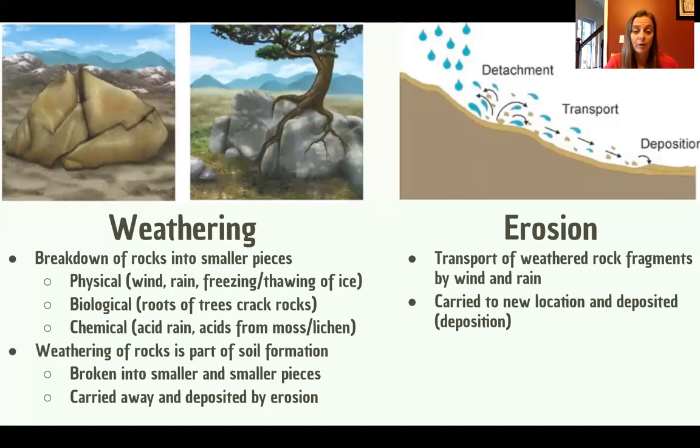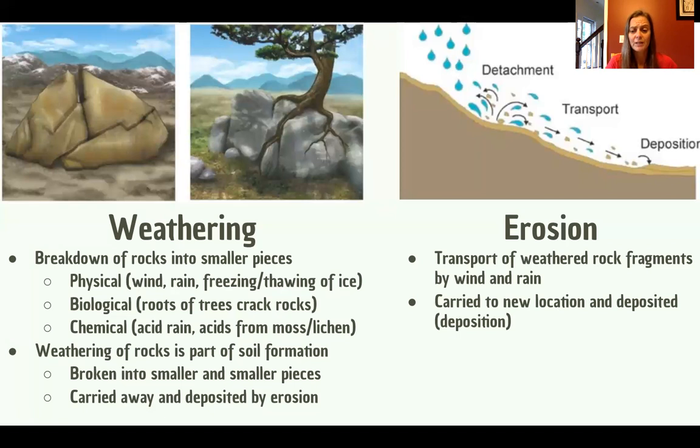Weathering of rocks is part of soil formation. We don't have soil formation without the breaking down of parent material. So the first piece is this weathering. It's broken down into smaller and smaller pieces. And then those small pieces can be carried away by erosion and then deposited by erosion. There's more weathering that will occur, more breaking down that will occur in the process of runoff, and also tumbling in streams and rivers.